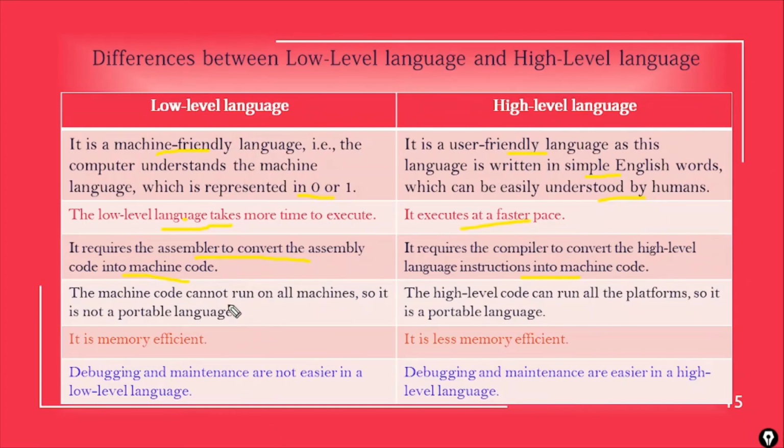Machine code cannot run on all machines, so it is not a portable language. High level languages can run on all platforms, so they are portable languages. Low level language is memory efficient and high level language is less memory efficient, meaning it requires more memory to execute and to manage. Debugging and maintenance are not easier in low level languages, but they are easier in high level languages. These are the differences between the low level and high level languages.